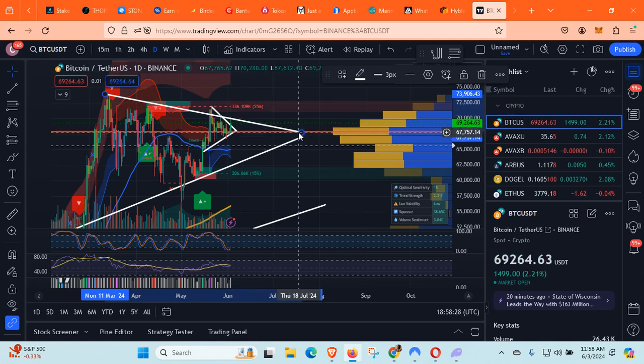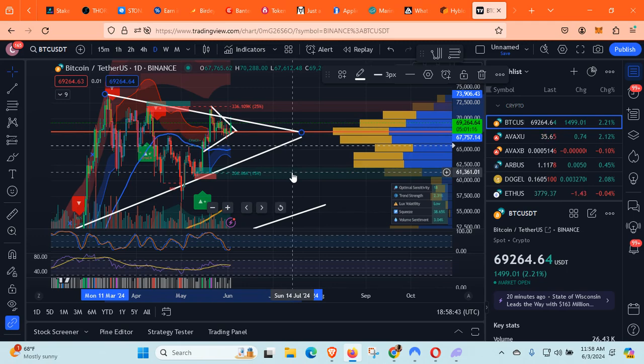And so I have it coming out around mid-July, a break to the upside or the downside. It could happen before that, and it's definitely going to happen at some point. There is going to be a break. And so what do I think about all this?